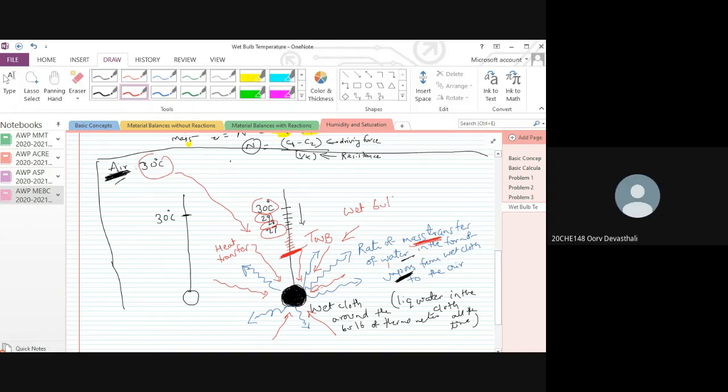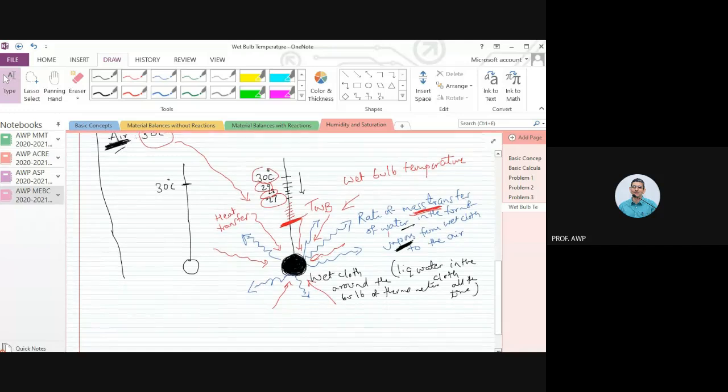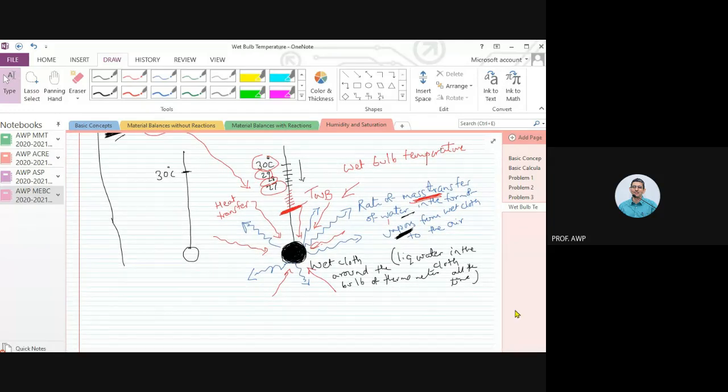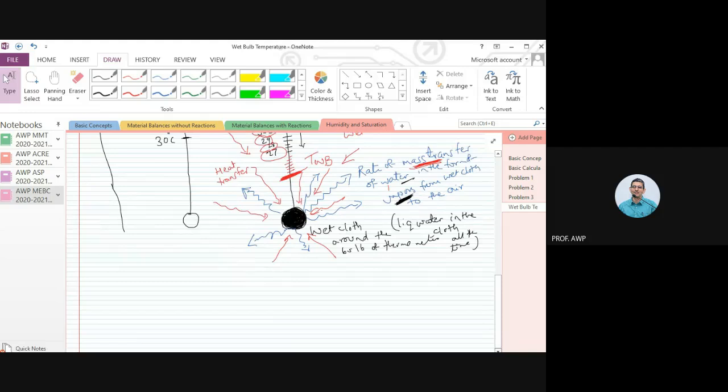So can you please repeat the last statement, sir? Yes, sir. Let us do it quantitatively, then we will understand. I'm repeating the same thing. Only thing is, rather than talking in terms of words, I'm going to put in terms of equations. Is that okay? Okay, sir.